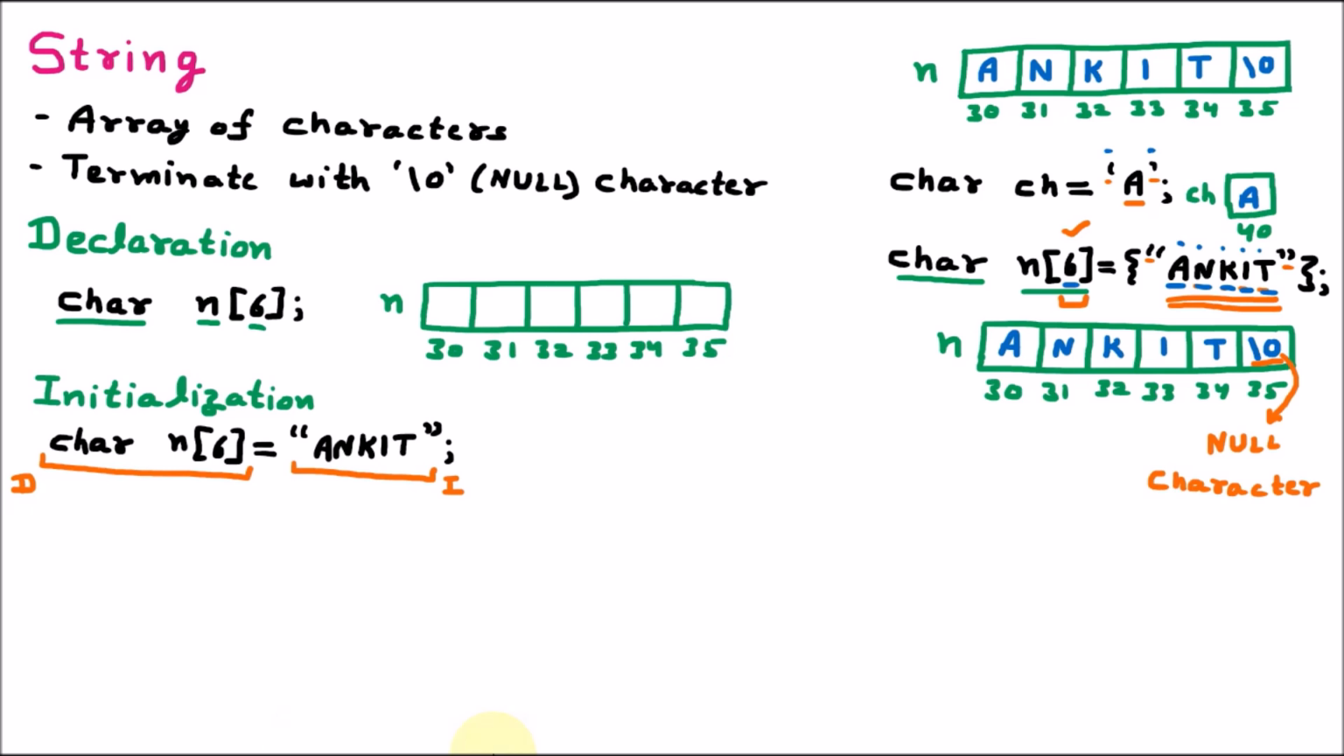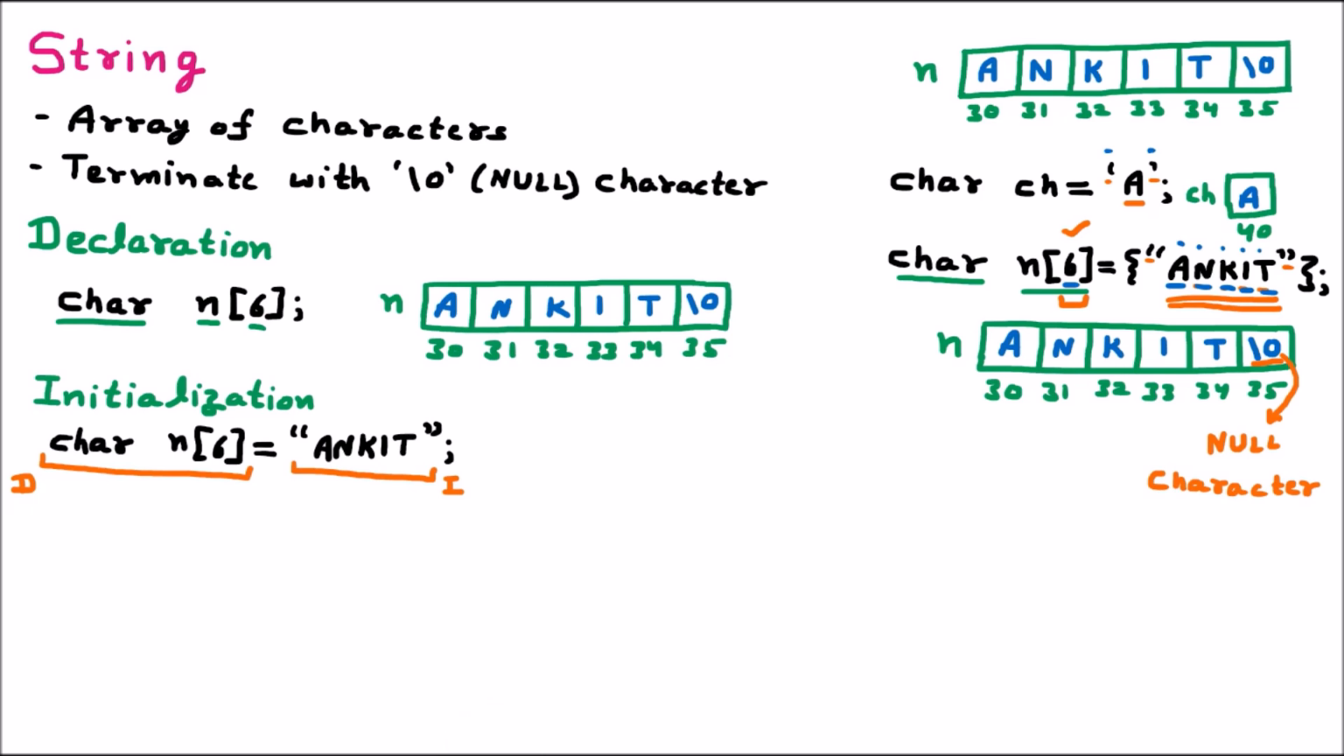So here the complete name Ankit, A N K I T, will be stored inside the character array. And at the end we will have the \0, which is the null character, automatically provided by the compiler.